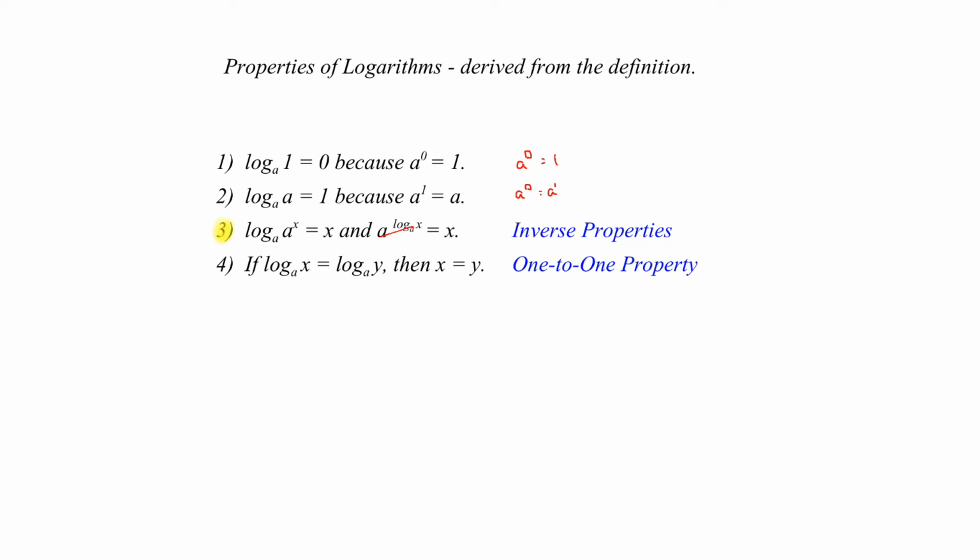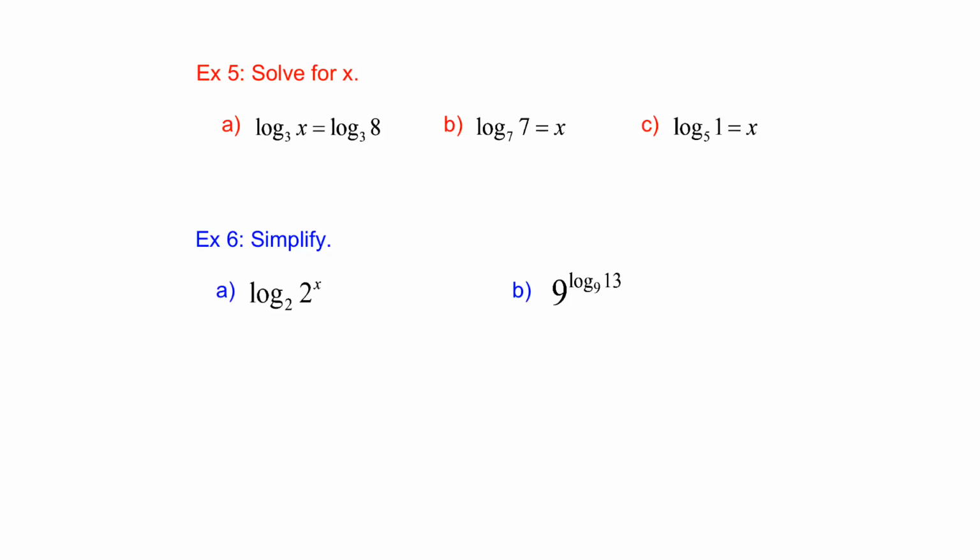Number 4, this is a one-to-one property. This is going to be another important one that we use throughout this chapter. If log base a of x is equal to log base a of y, if the log base a's are the same, and you're using the same base, then it's the one-to-one property to say that x is equivalent to the y value. So once again, we'll talk more about property number 3 in class. We'll be using that one probably the most frequent with the inverse property, so I really want to make sure you understand that. So a couple examples here of using those properties.